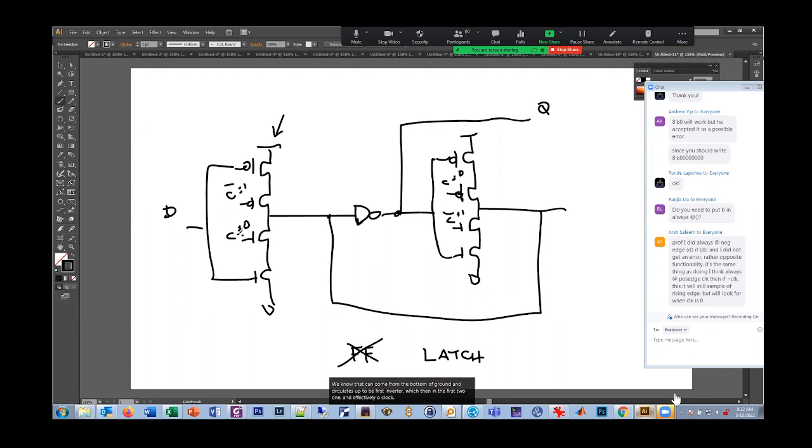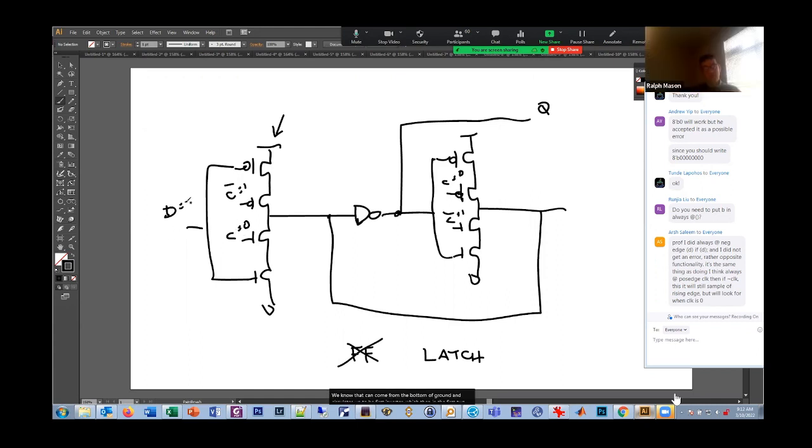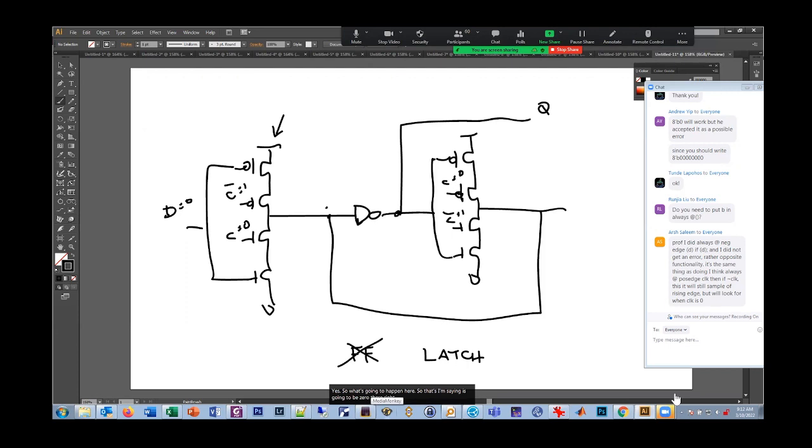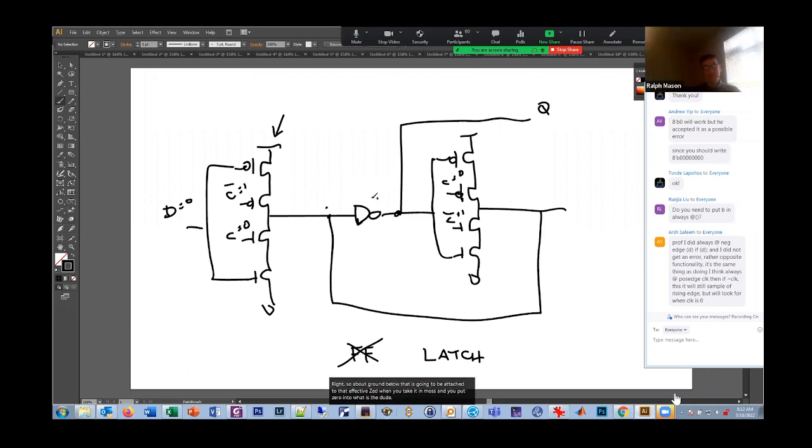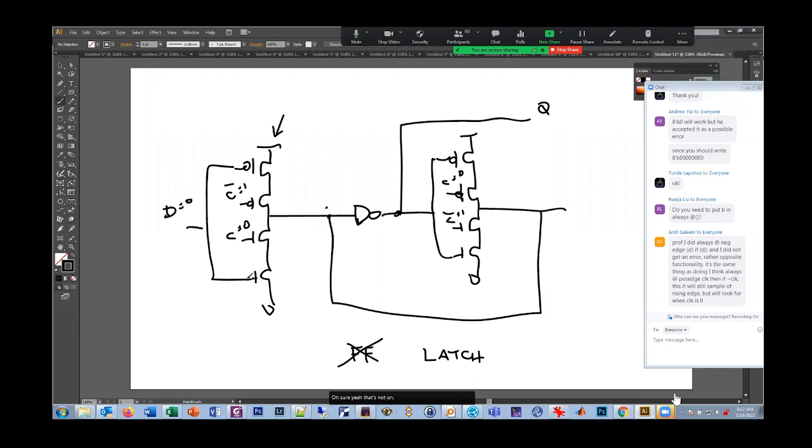When our clock is low and our D input is low, what's gonna happen here? There's going to be a 0 there, right? Because both clock is low and our D input's low, and those are both attached to NMOS, right? So that ground below that is going to be attached to that effective Z. When you take an NMOS and you put a 0 into it, what does it do? Oh, true. Yeah, that's not on.